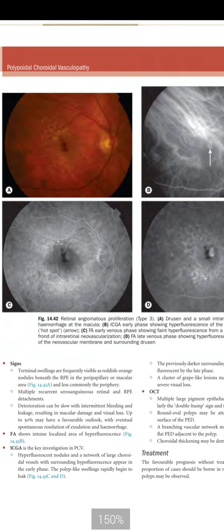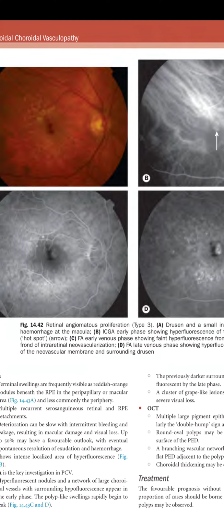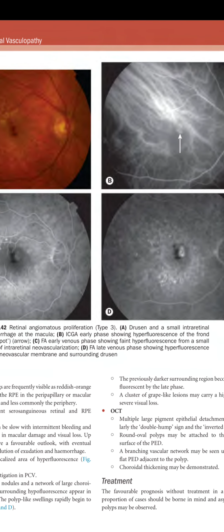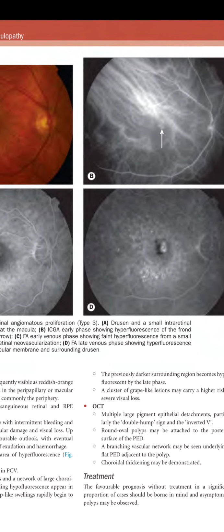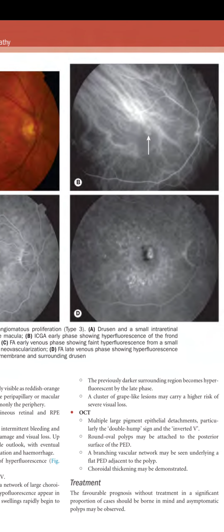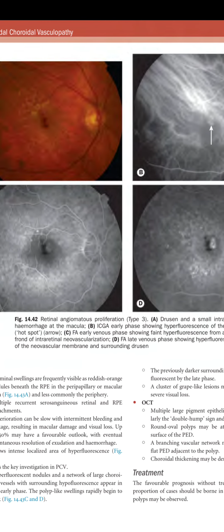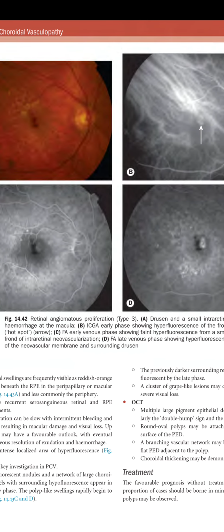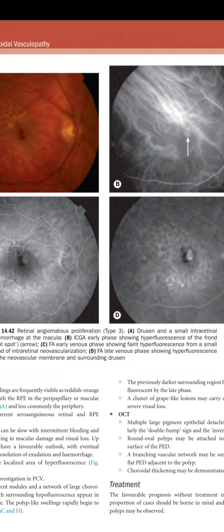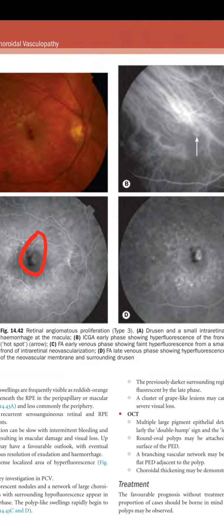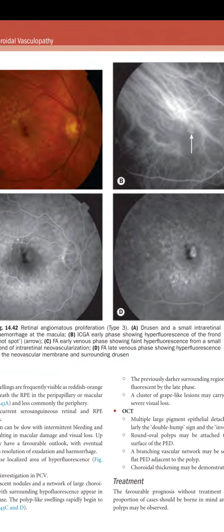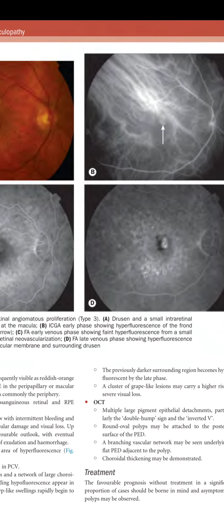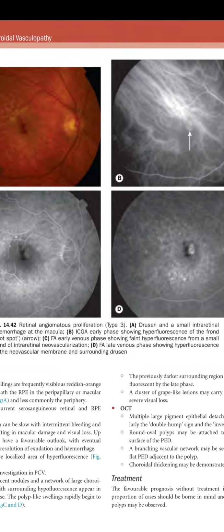So this is a retinal angiomatous proliferation type 3. A is showing us drusen and a small intraretinal hemorrhage at the macula. B is showing the ICGA early phase, showing hyperfluorescence of a hotspot. C is showing FA early venous phase, showing faint hyperfluorescence from a small focus of intraretinal neovascularization. D is showing the late venous phase, showing hyperfluorescence of the neovascular membrane and surrounding drusen.